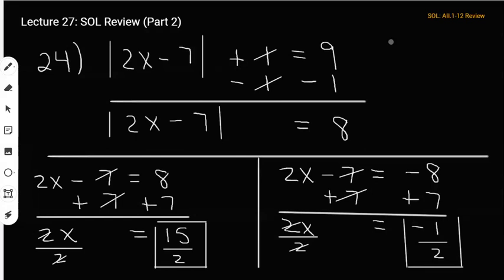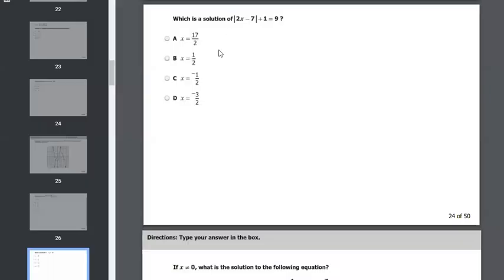So inside my solution setup here, I'm going to have 2 different answers. I can have 15 divided by 2 and negative 1 divided by 2. So let's see if they show up. 15 over 2 does not show up, but negative 1/2 does show up. So that's going to be C.